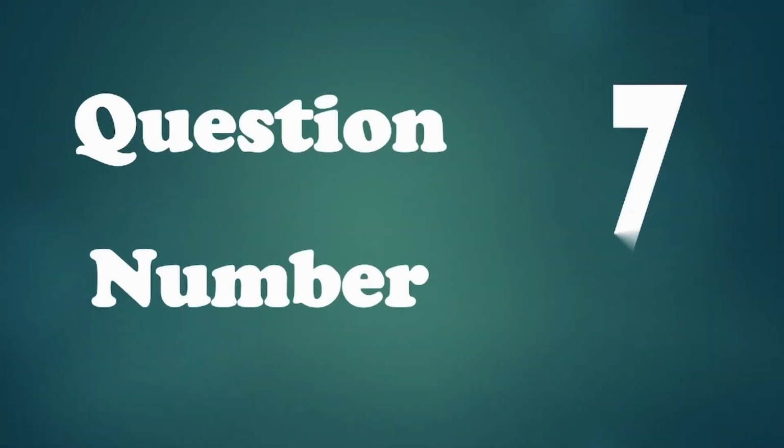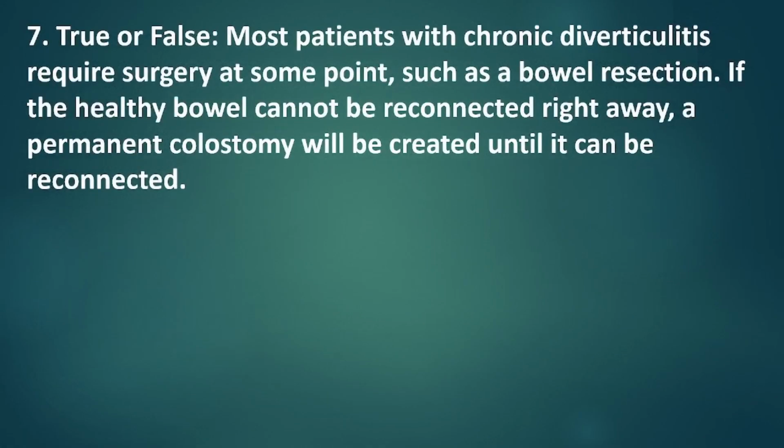Question number 7. True or false? Most patients with chronic diverticulitis require surgery at some point, such as a bowel resection. If the healthy bowel cannot be reconnected right away, a permanent colostomy will be created until it can be reconnected. A. True. B. False.